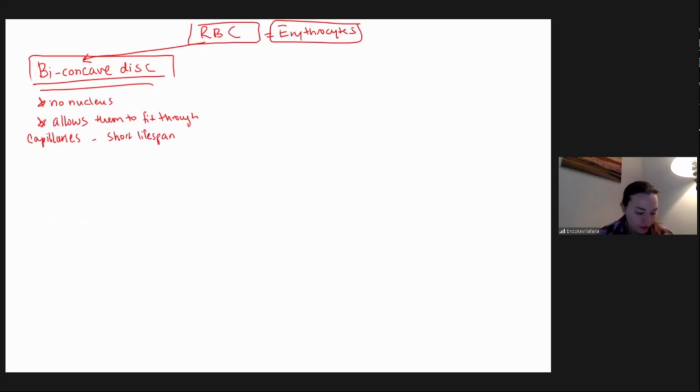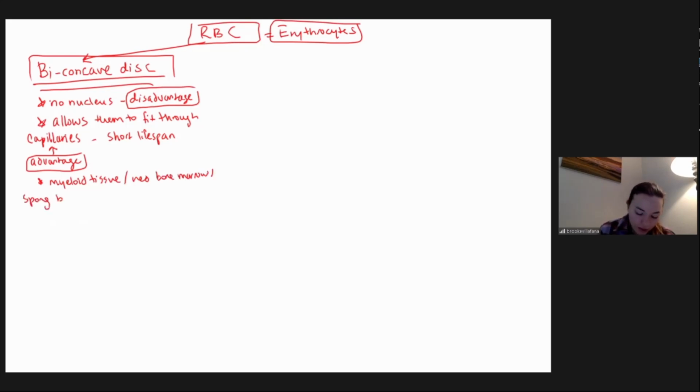I don't think you need to know this for your test, but they only live for about 30 days because they're constantly getting damaged going through the little capillaries. So the no nucleus would be a disadvantage. The fact that they can fit through the capillaries is a big advantage you're supposed to know, allowing them to squeeze through those capillaries. You already know that they are made from a stem cell in myeloid tissue. Myeloid tissue is also called red bone marrow or spongy bone, and its function is hematopoiesis, which is the making of all blood, including white blood cells and red blood cells.